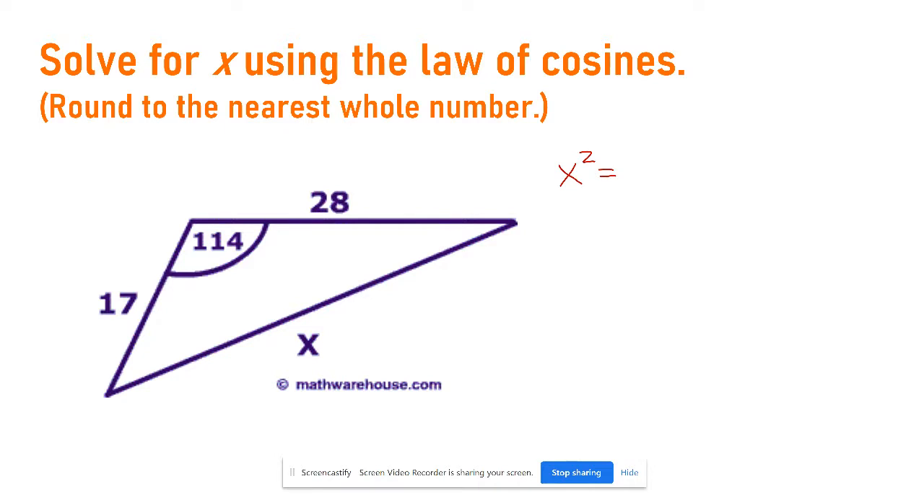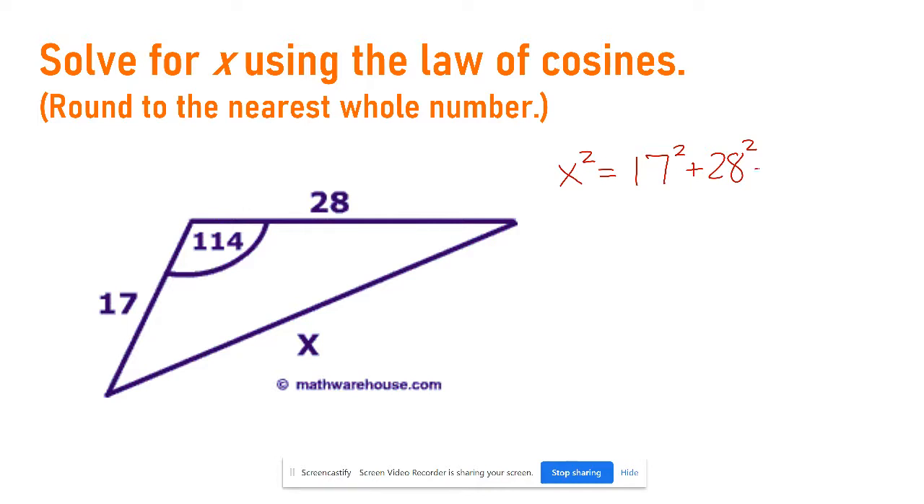Now I'm going to take the other two sides of the triangle, square each of those and add them together. So 17 squared plus 28 squared. Right now this looks a lot like Pythagorean theorem, but obviously we don't have a right triangle here. This is a little more complicated.